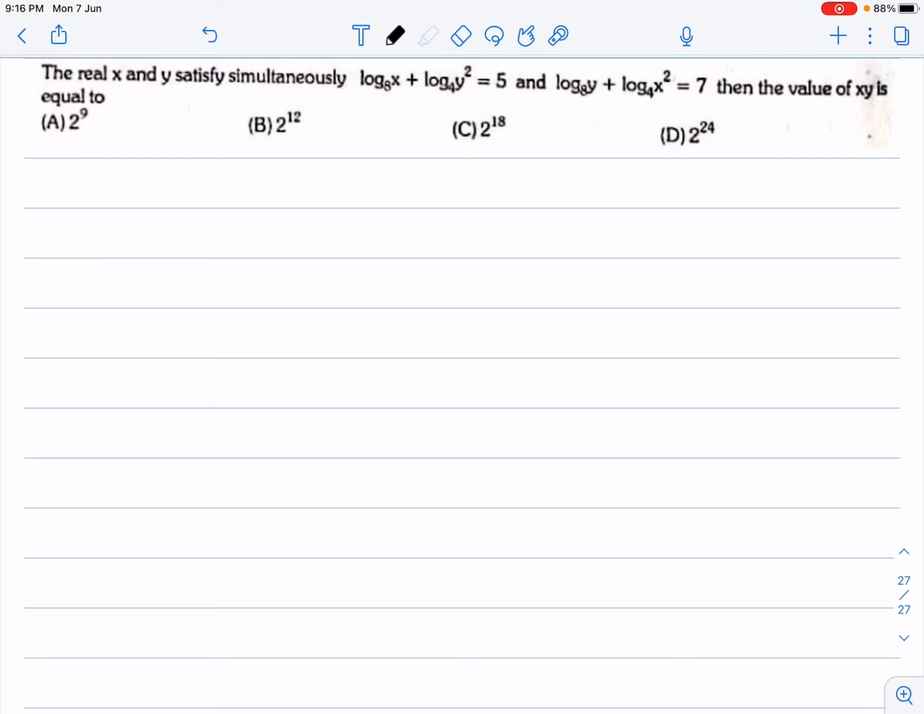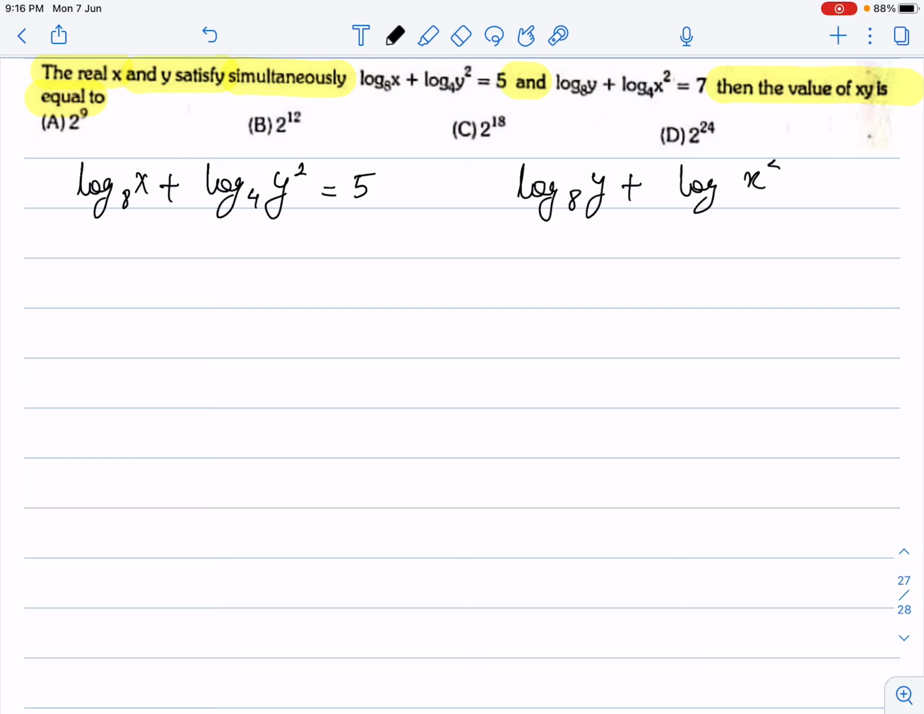So we'll be going to solve this question written on the screen. Real x and y simultaneously satisfy two equations in logarithm, then the value of xy is equal to? So guys, what is the form of the first equation given to you? Log x base 8 plus log y square base 4 is equal to 5. And the second equation, log y base 8 plus log x square base 4 is equal to 7. This is given to you.